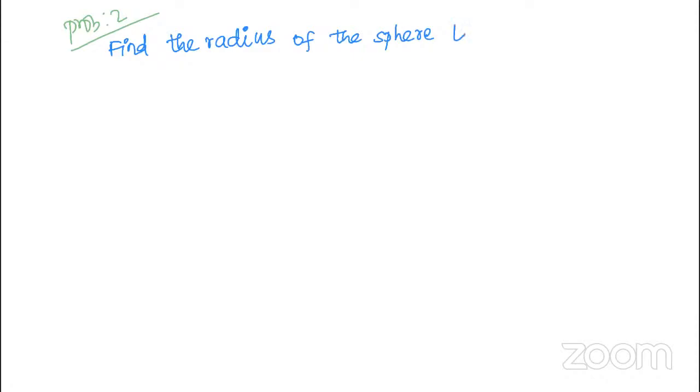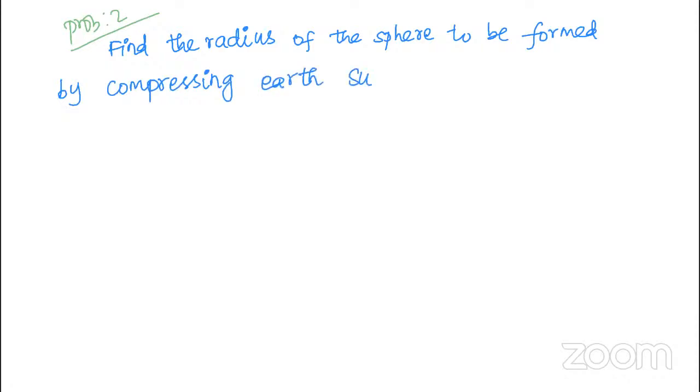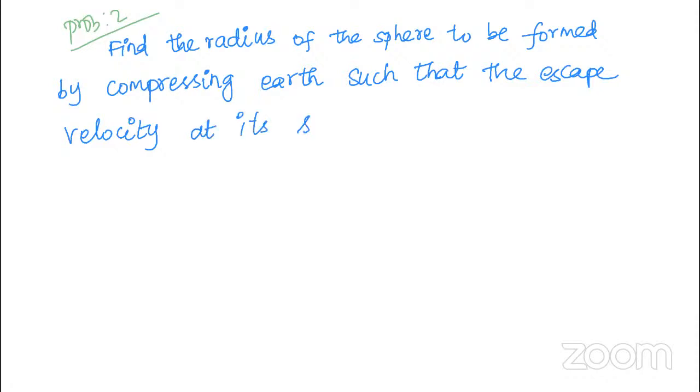Sphere to be formed by compressing the Earth such that the escape velocity at its surface becomes equal to the speed of light.